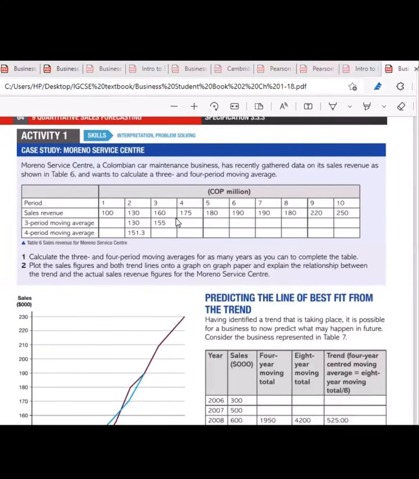Yes. So we go on to predicting the line now. Predicting the line of best fit.